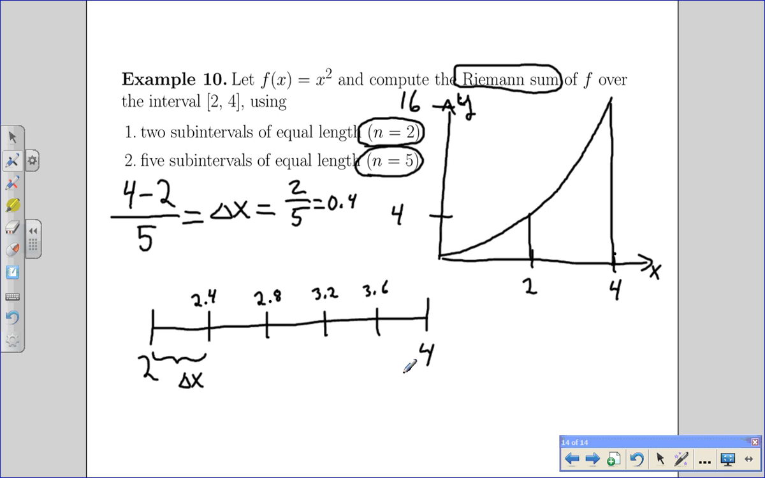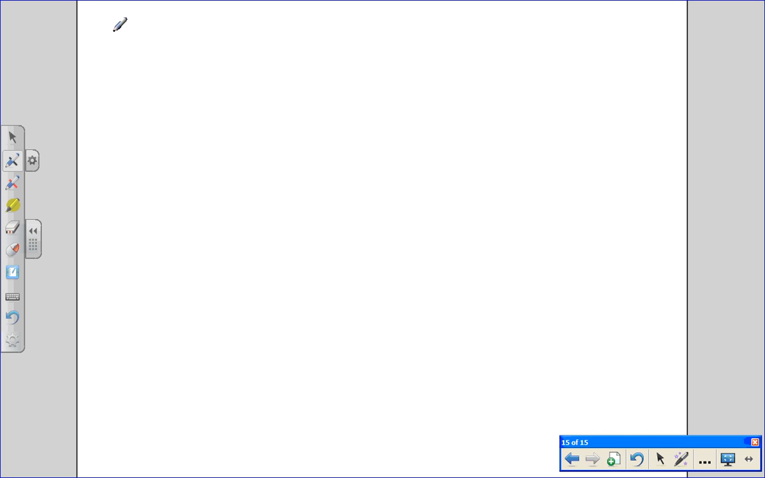So we have 2, 2.4, 2.8, 3.2, and 3.6. So let's do our right-hand endpoints. For the right-hand endpoints, I'm going to call it r sub 5 because there are 5 of them. We won't use the notation. We'll just add them up.